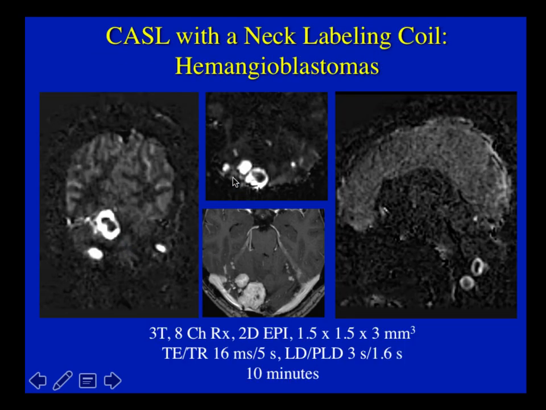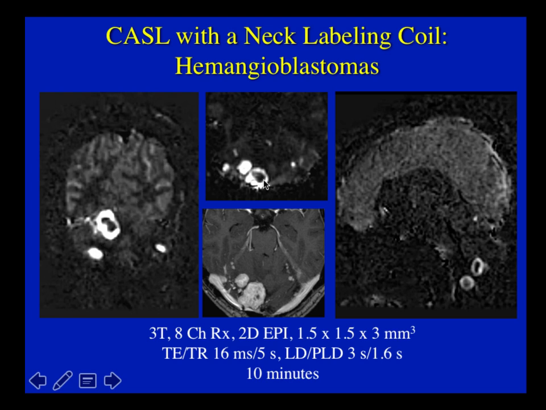Here's an example of a continuous ASL experiment in a patient that had a tumor, and you can see the periphery of the tumor has very high blood flow, and the center of the tumor, where it's very low signal intensity, represents that there is no blood flow in the center of the tumor. And we can also see the tumor blood flow is much higher compared to the normal gray matter blood flow.